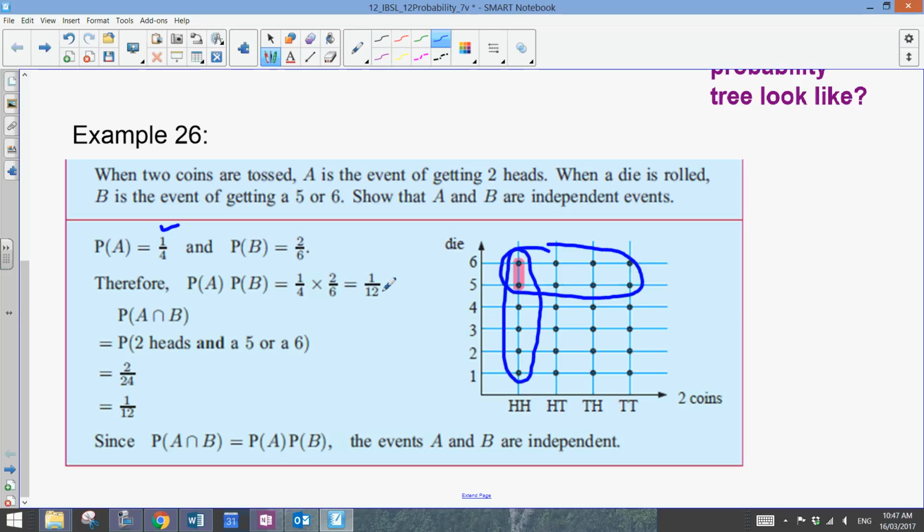We get 1/12. If you actually look at the two-way table, you're looking for the intersection: getting a 5 or 6 and getting two heads overlap at two specific points, getting a 5 with two heads or getting a 6 with two heads. So that is 2 out of 24, or 1/12. As these two match, you have also proven independence: you can just multiply the two and get the intersection, and if you can do that, then yes, we know they're independent.